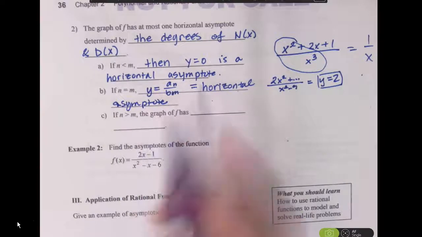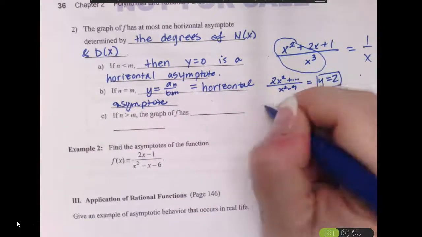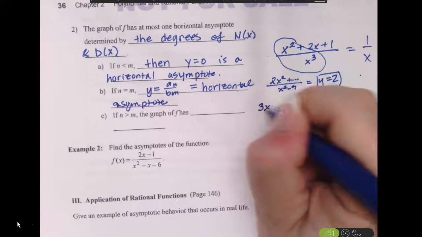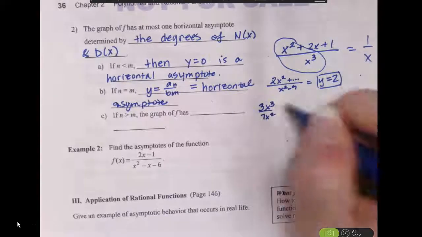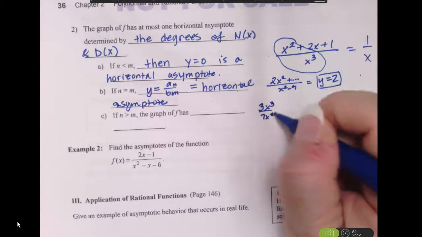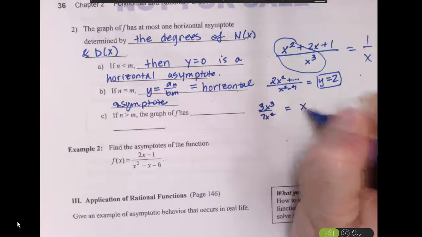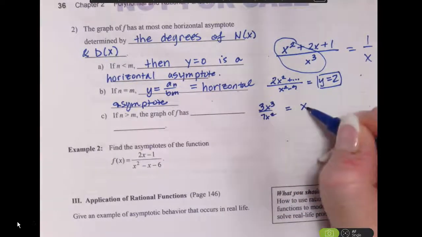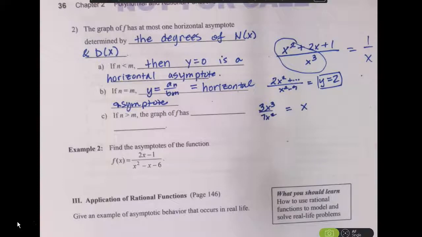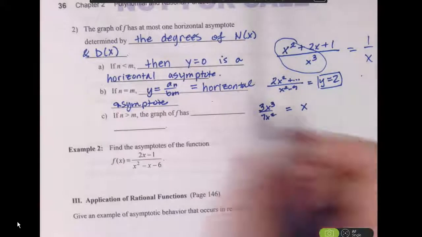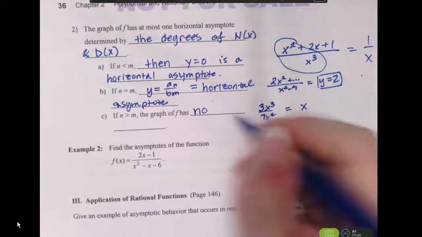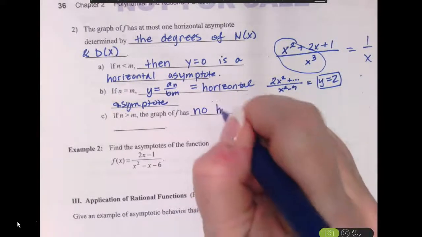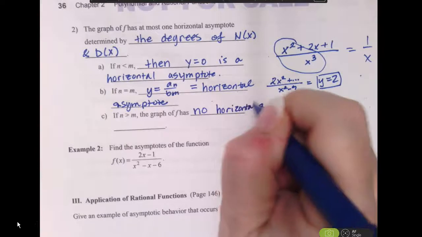If n is greater than m, so that would be like 3x cubed over 7x squared. So if we just look at the 3 and the 2, the degrees, x cubed divided by x squared is x. That's a line, and we don't end up with any asymptotes with that. So if the top degree is bigger than the bottom degree, then we end up with no horizontal asymptotes.